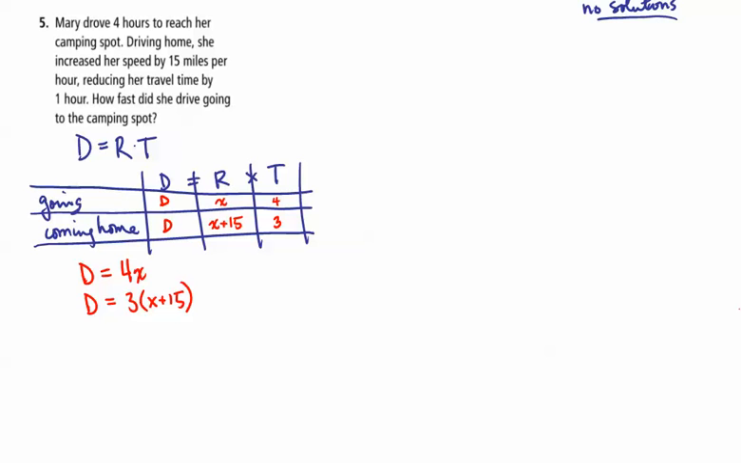So from this, we can make an equation that we're then going to solve to find out the rate, which is x, that she drove going to the camping site. So I'm going to use the equation that 4x is equal to 3 times x plus 15. And I have an equation with variables on both sides. So we know from the left side we need to multiply out. We get 4x is equal to 3x plus 45.